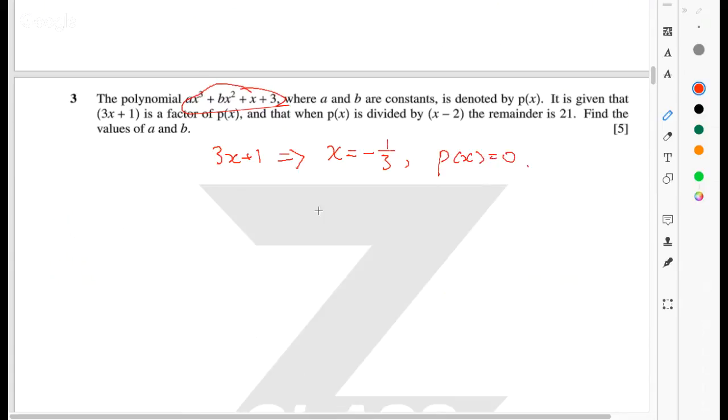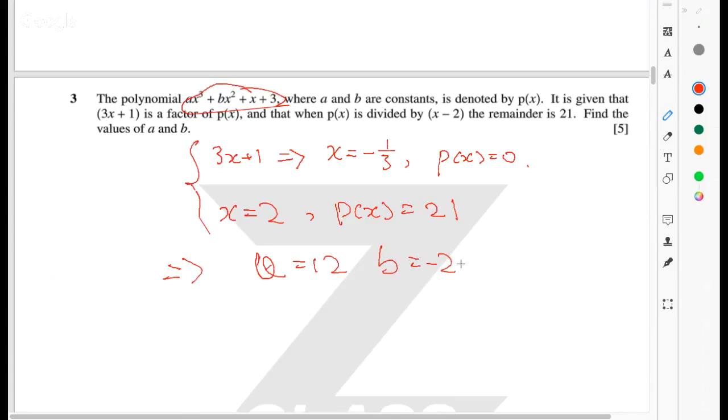And the second condition is that when p of x is divided by x minus 2, the remainder is 21. And that simply means that when x is equal to 2, p of x is equal to 21. So we have a set of equations, 2 equations and 2 unknowns, and we can solve that to get A is 12 and B is -20.